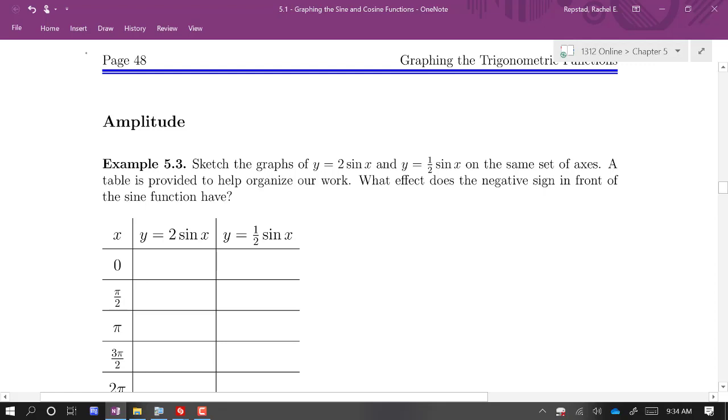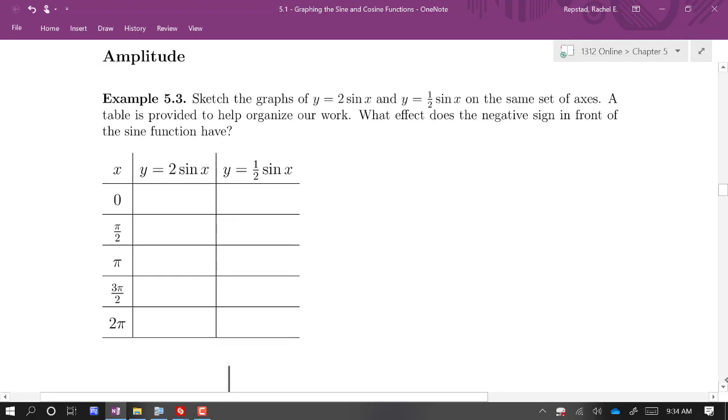All right, so now we're gonna make some changes. We know what happens if we just put a negative sign in front of sine x or cosine x, but what if we put another number in front of that? We're gonna graph y equals 2 sine x and y equals 1/2 sine x.